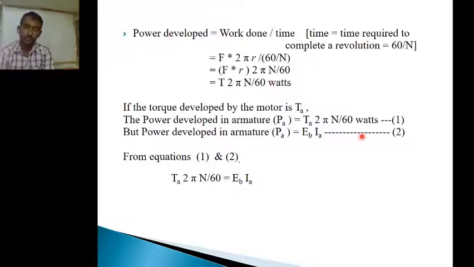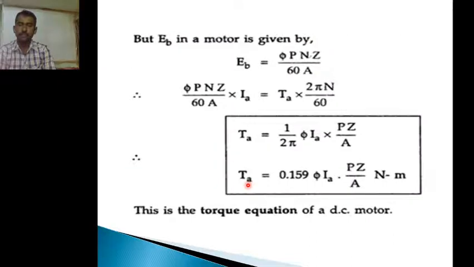In terms of the voltages and currents, power can be given as the voltage into current into cos of the angle between the voltage and current in case of AC. But here our discussion is in terms of DC. So in DC the cos phi value is unity power factor. So we can simply write V into I, that means Eb into Ia, where Eb is the back EMF of the motor and Ia is the armature current of the motor. So those two powers are equal. So Ta into 2 pi n by 60 is equal to Eb into Ia.